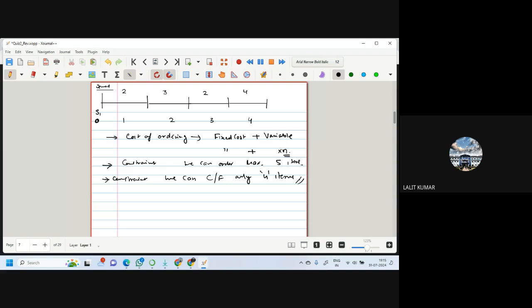Now we have to find, from when we start, how much I have to order here so that I consume two, I carry forward something, I meet the demand here, carry forward here, meet the demand here, meet the demand here, and I finish at 0. So what is my optimal production, that is, how much I have to order at every stage?